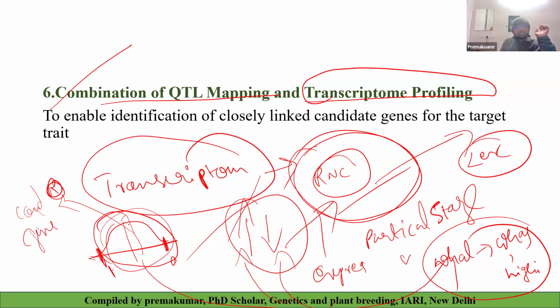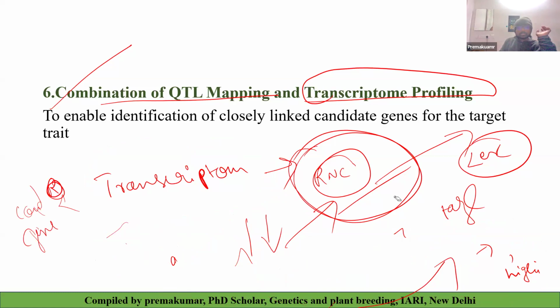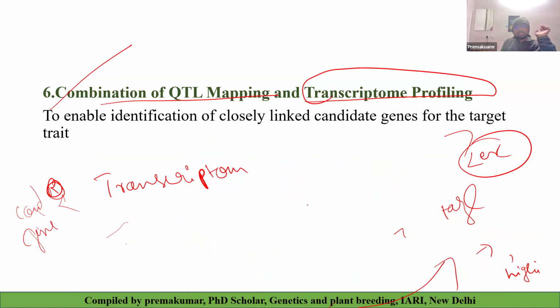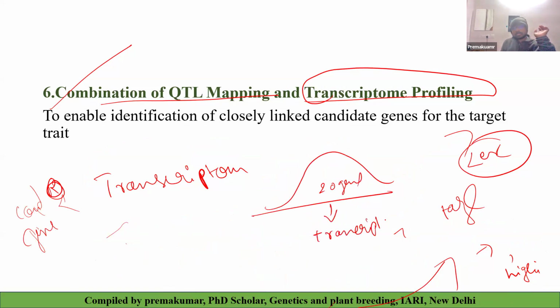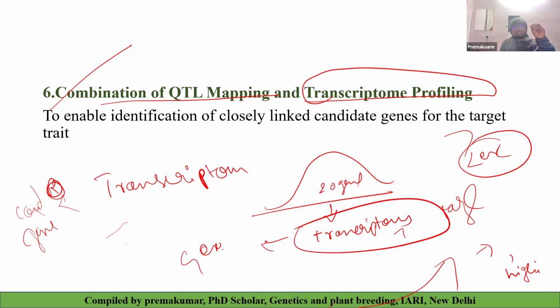By this way, for example, in this particular region we have 20 genes. By comparing with the transcriptome data, we get the gene expression profile.